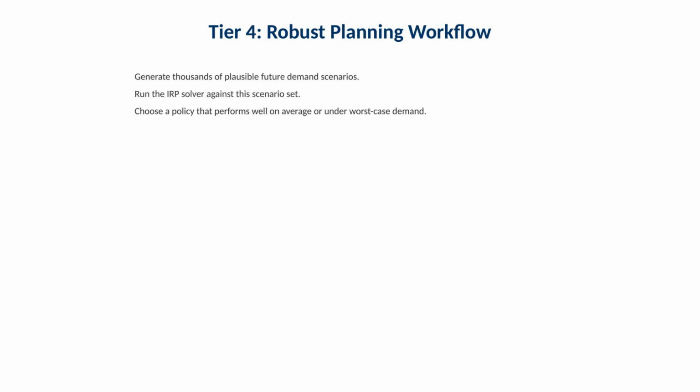In a robust planning workflow, you generate a large scenario set and solve the inventory routing problem repeatedly. Then you select a policy that performs well across scenarios. Depending on risk appetite, you might optimize for average performance, or you might optimize for worst-case outcomes to protect service levels for critical clinics.